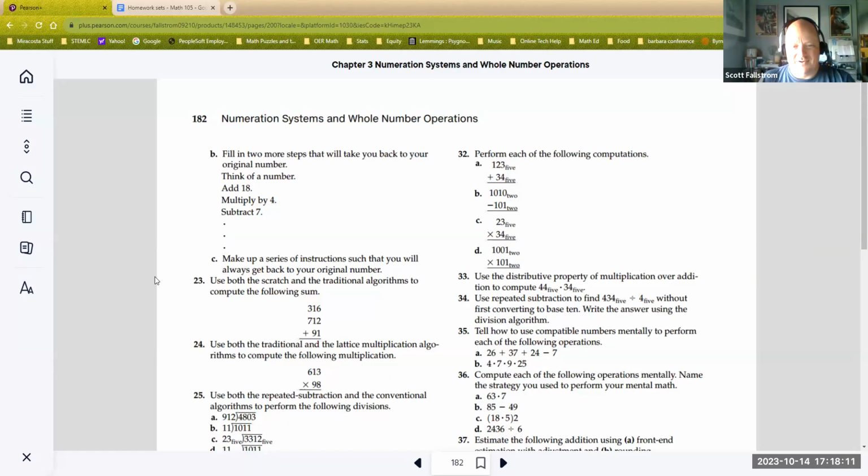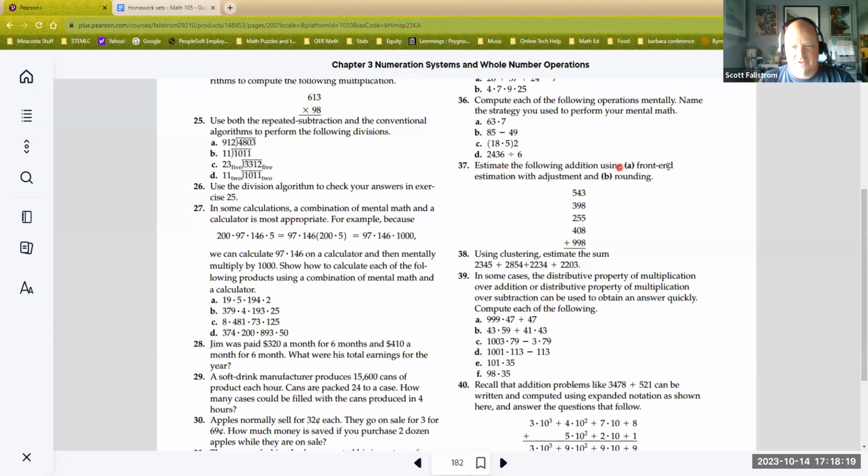All right, let's see here. 37. So let's take a look at 37. It says, estimate the following addition using front end with adjustment and rounding. Okay. And 38 is using clustering. So these are different addition techniques.